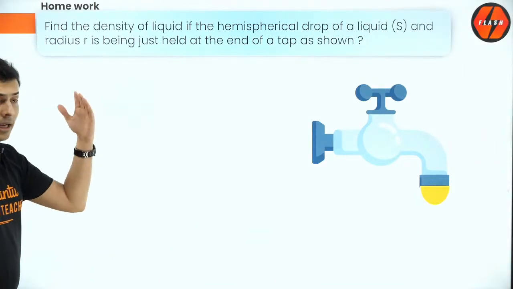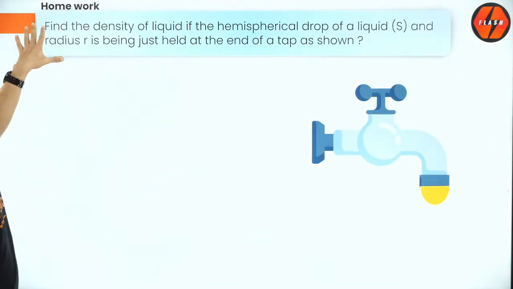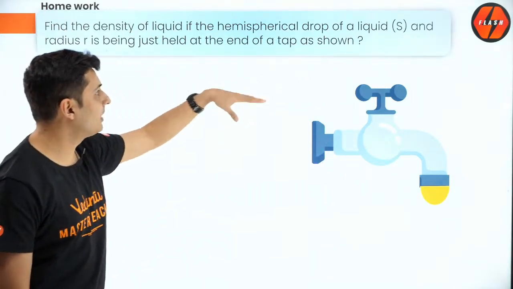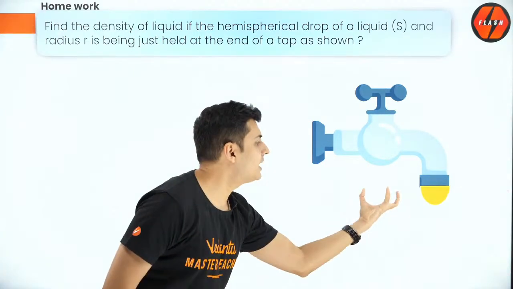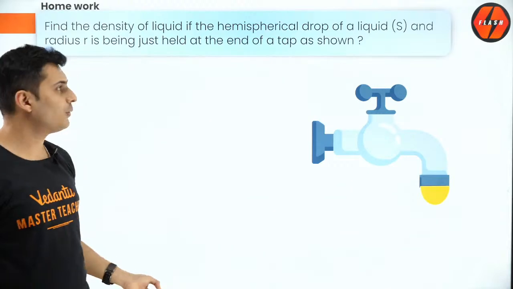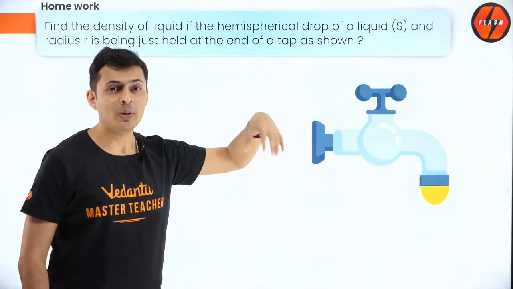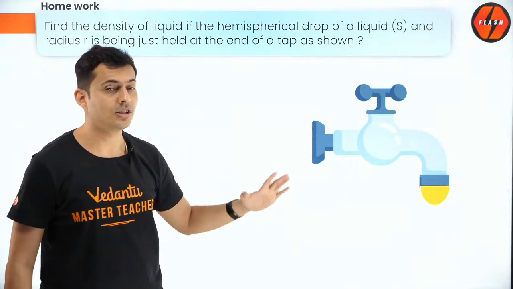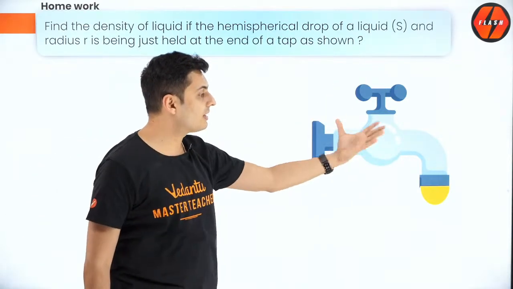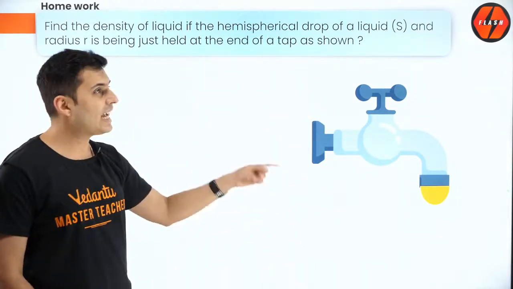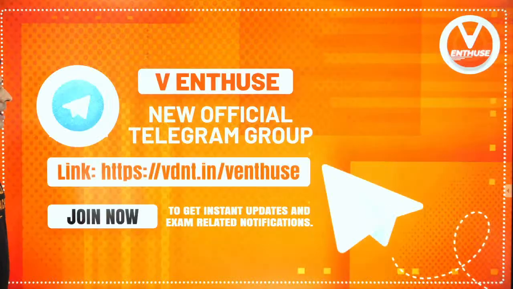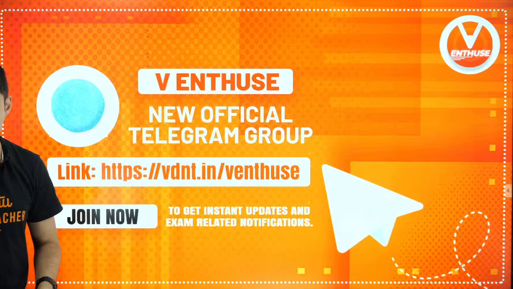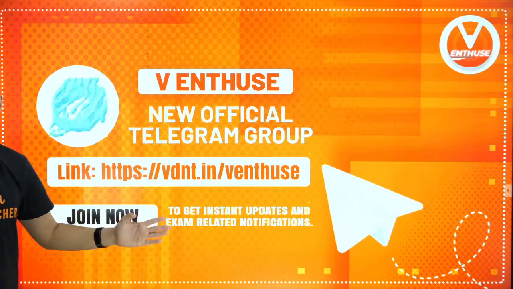So go ahead, join the Telegram group, and today's homework is this. Find the density of the liquid of the hemisphere if it is just being held only because of the surface tension force. It's a very simple problem, but this question in a modified way came in JEE Advanced, like a passage. So very important, because this will clear a lot of your concepts. So post the answer in the comment box below. After the session is over, the solutions will be uploaded only on the Telegram group. It's only going to be on the Telegram group.